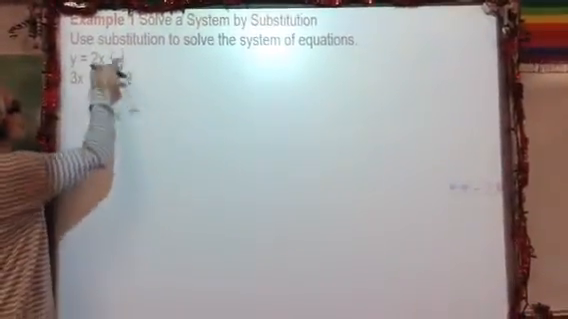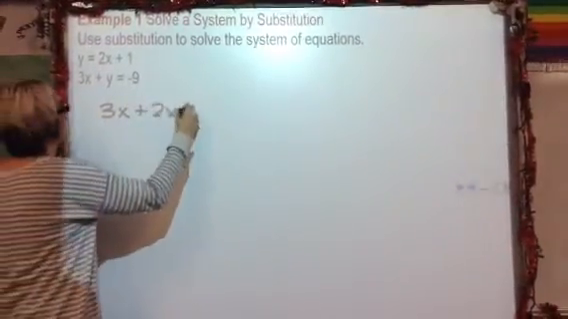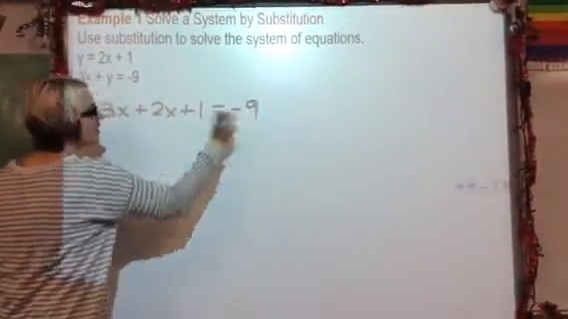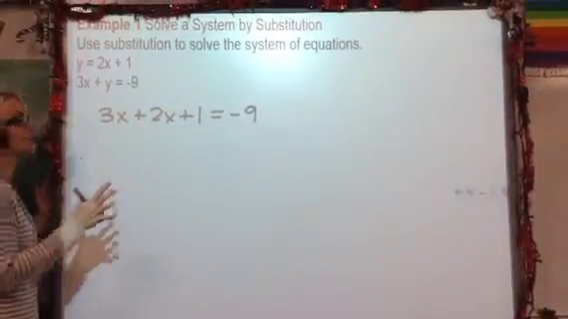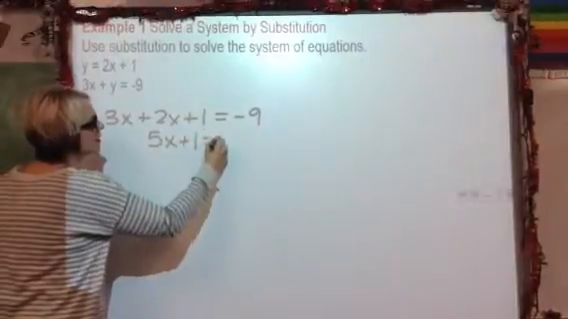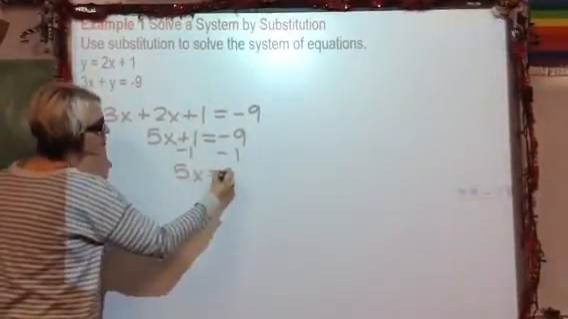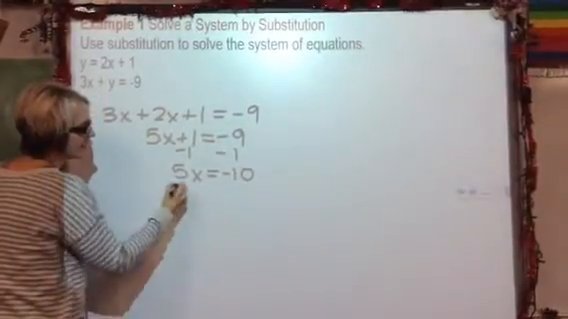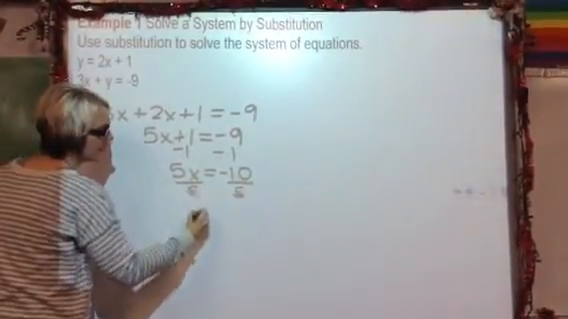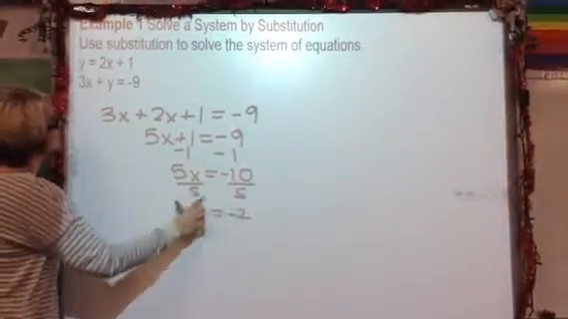3x plus, I'm going to plug all of this in for y because that's equal to y. 2x plus 1 is equal to negative 9. Now I have to pack my boat before I can solve, so I have 3x plus 2x, which is 5x. I'm going to subtract 1, so I have 5x is equal to negative 10. And then I divide by 5, and I get x equals negative 2. So my x value is negative 2.